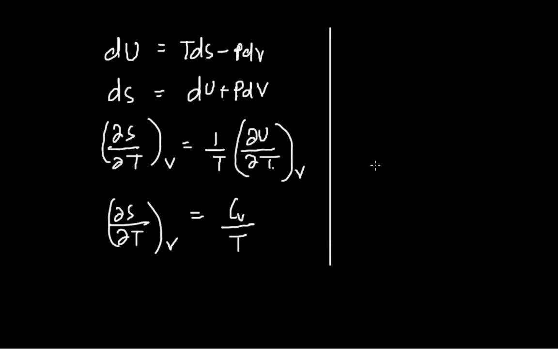Similarly, dH is equal to TdS plus V dP. What is dS here? Did we miss something here? Oh, I think we have missed something. This should be divided by T. So dS is going to be dH minus V dP, divided by T.